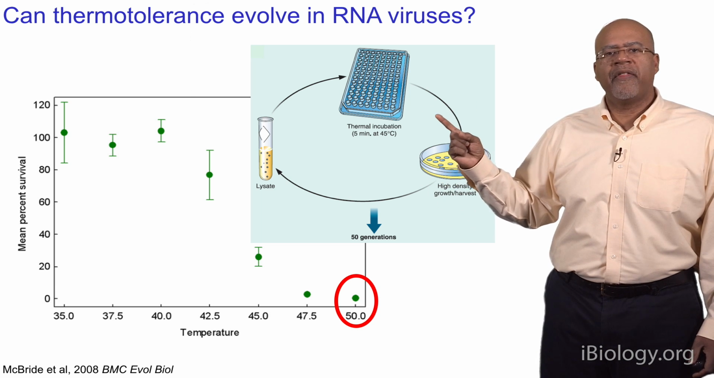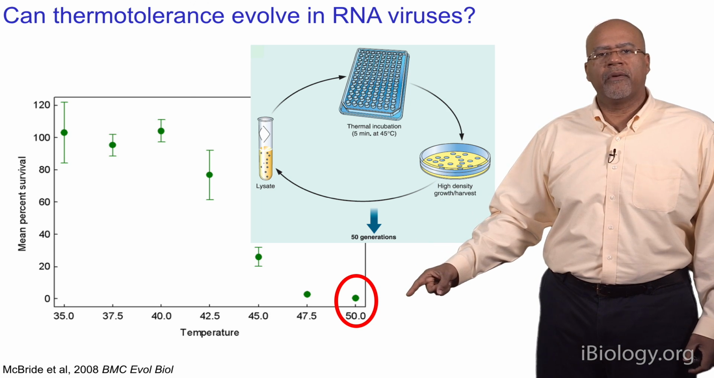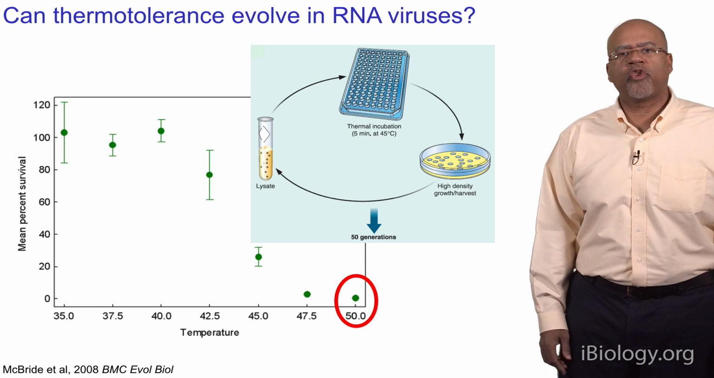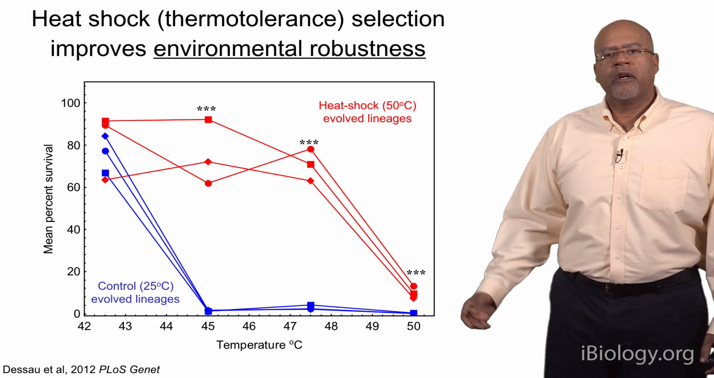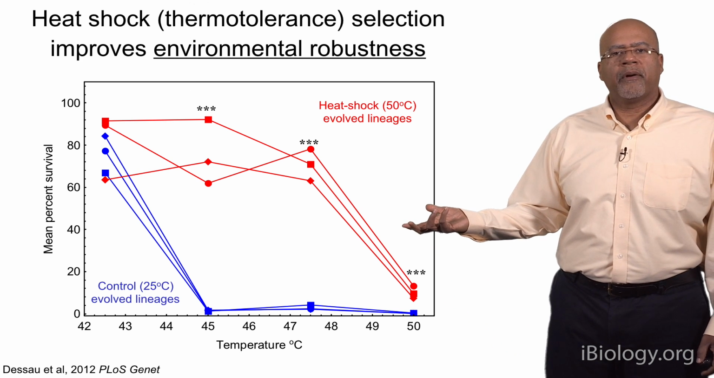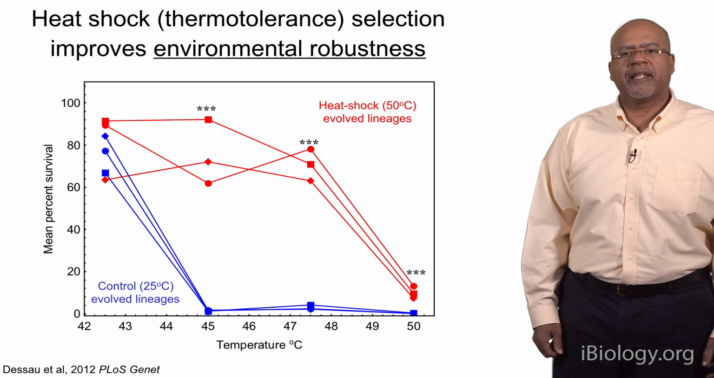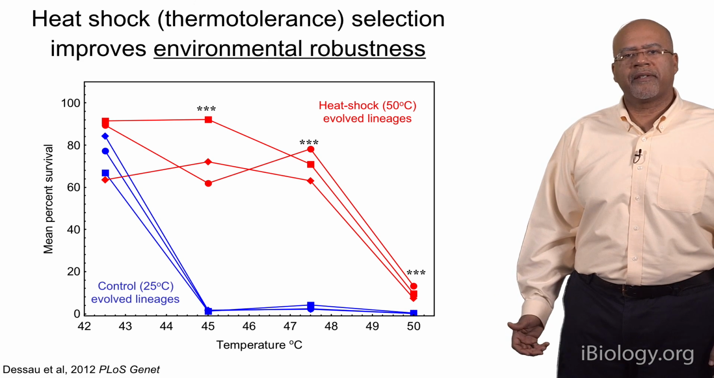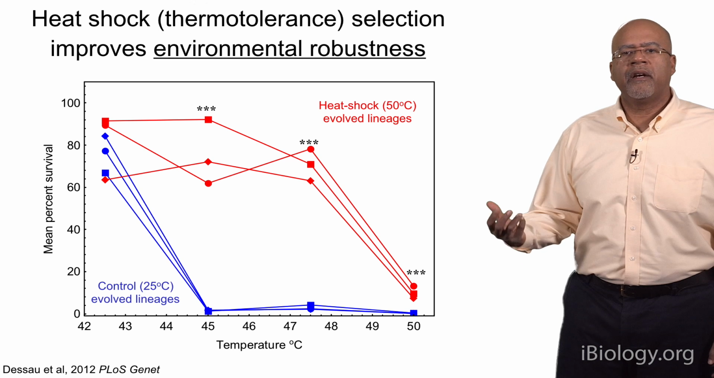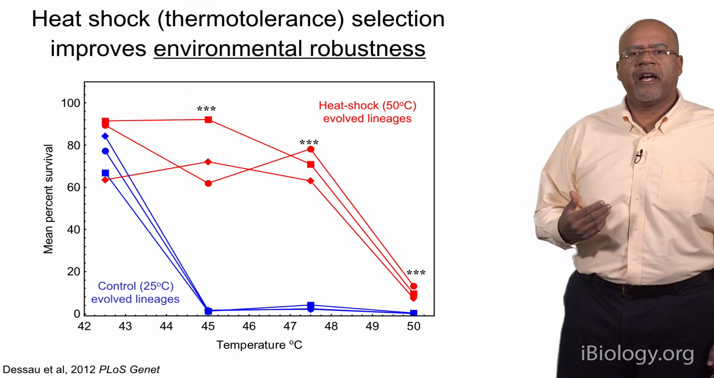Can they key in on that and become better at thriving and improve this value, which shows the very strong mortality that they suffer under high heat environments? Going quickly to the data from a paper where we did such an experiment, we find that thermal tolerance or heat shock selection can readily occur in these viruses, and this is indicative of something that we would call environmental robustness. So what is the ability of some population to thrive across different environments and maintain high fitness?